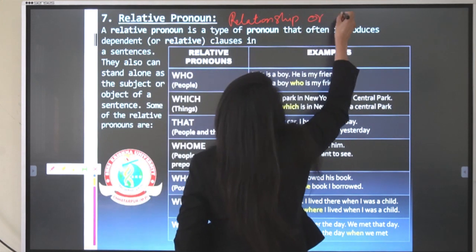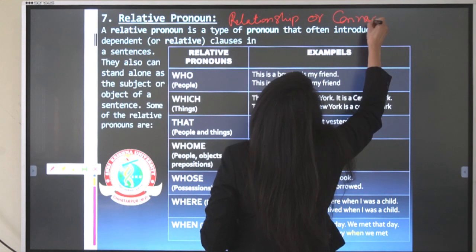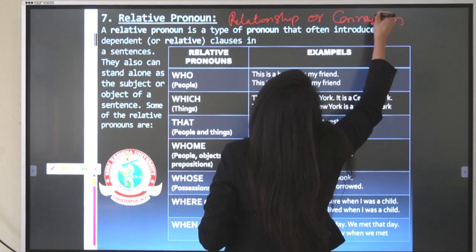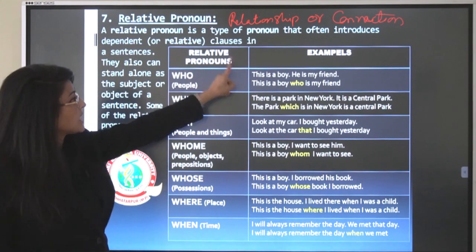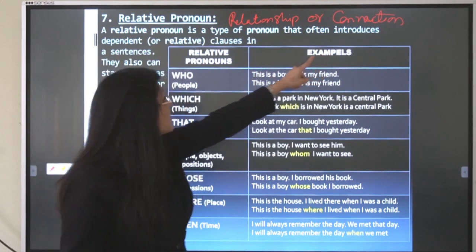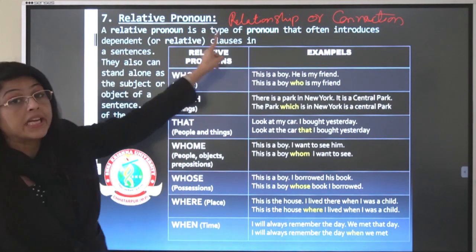Or connection. Relationship or connection. Can you see this? The relative pronoun is a type of pronoun that often introduces an independent or relative clause.